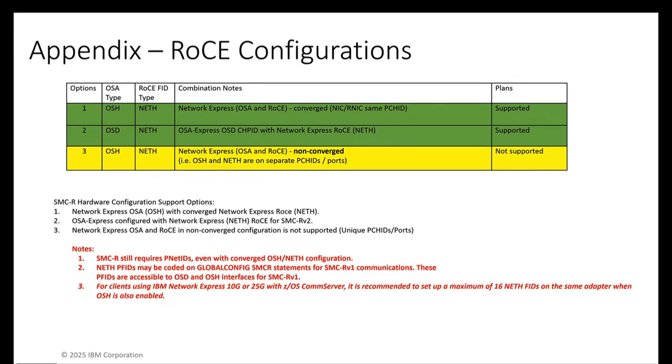This is just talking about the various RoCE support that we did. For OSD, you can pretty much use any NetH device, but for OSH, you have to use a NetH PFID from the same physical port or PCHID. We will fail that if it's not. We considered supporting non-converged PCHIDs, but we don't have a use case handy to basically justify the extra work for that.